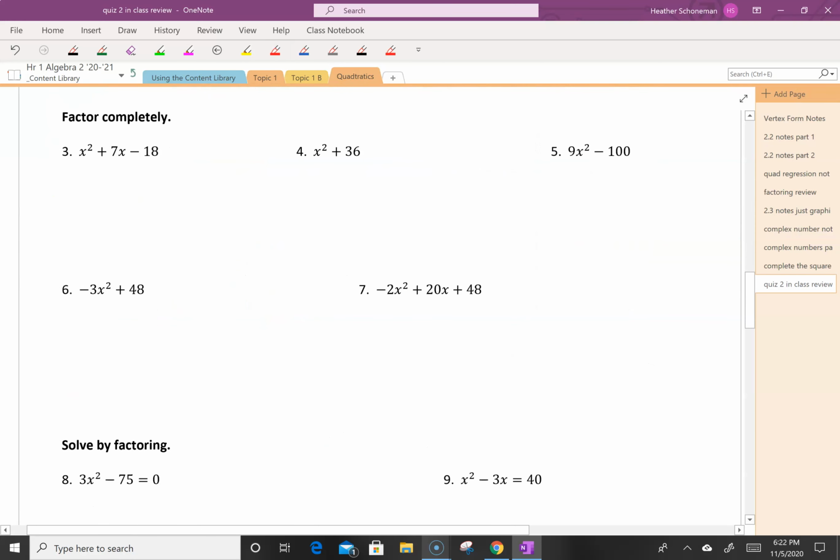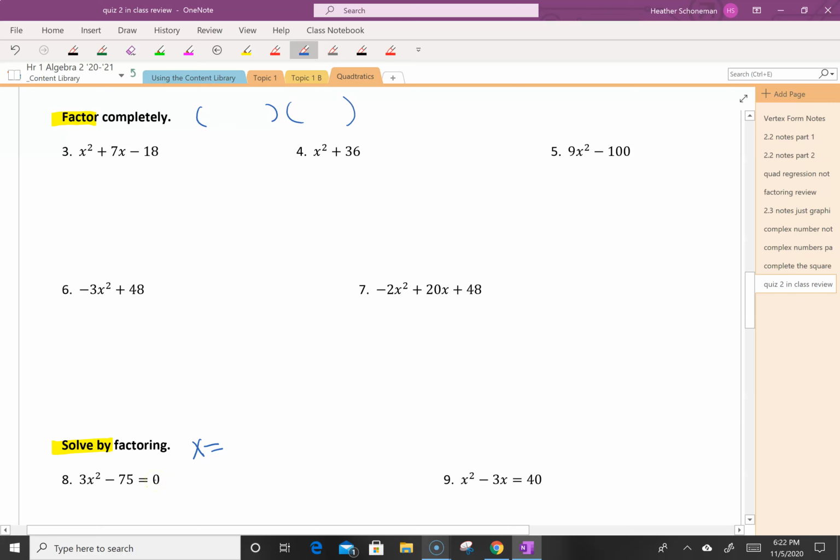All right, now this next section says factor. When it says factor, you're going to end with the parentheses. This over here says solve by factoring, and when you end, it's going to be x equals a number. It's different. You have to read the directions. Notice that in the factor completely, there's no equals. Notice in the solve, there's an equals.